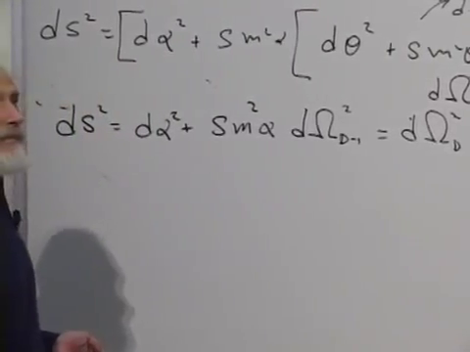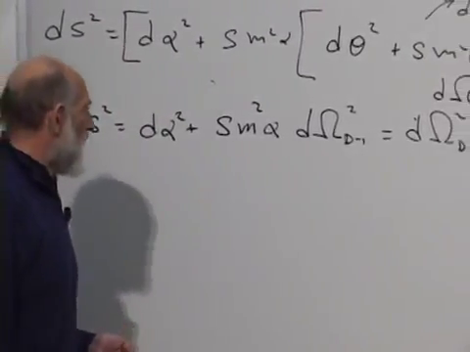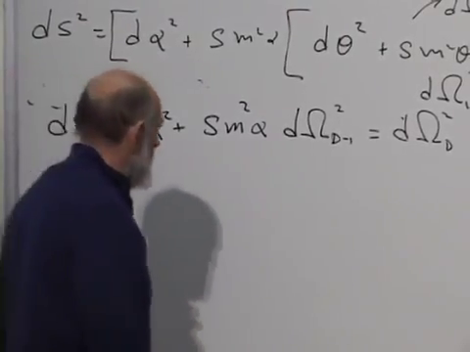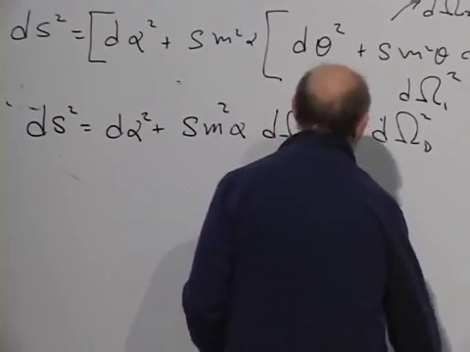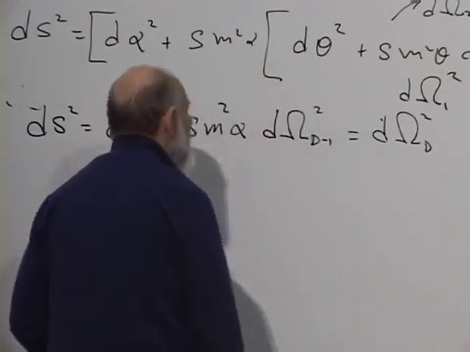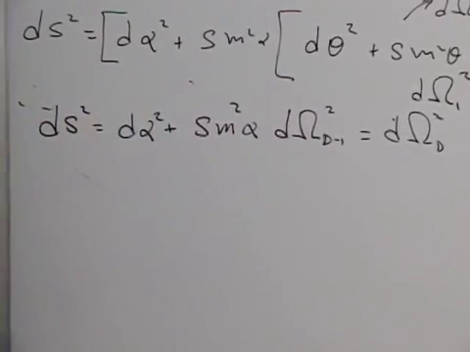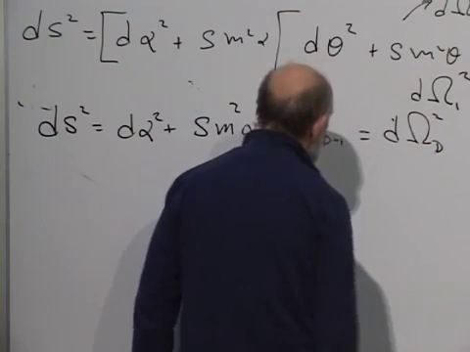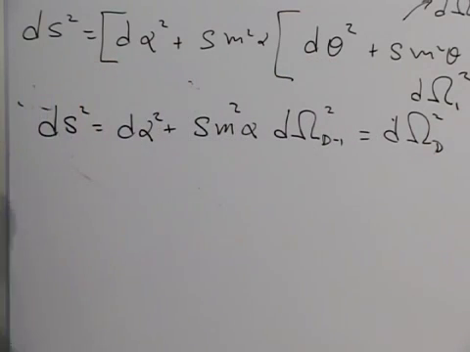You don't like n? I don't mind n. You want me to write n? Sure, n. I don't care. It doesn't matter. It's a correct formula no matter what we call the thing here. All right, so this is the way you go from one sphere to the next.